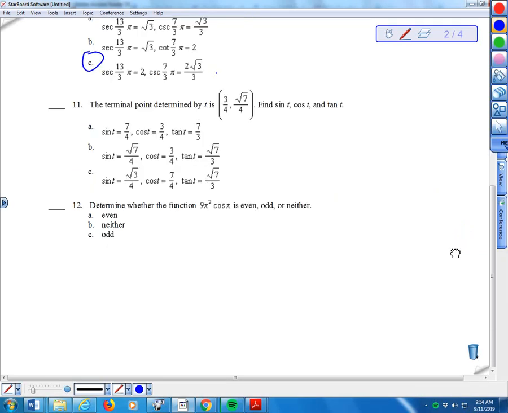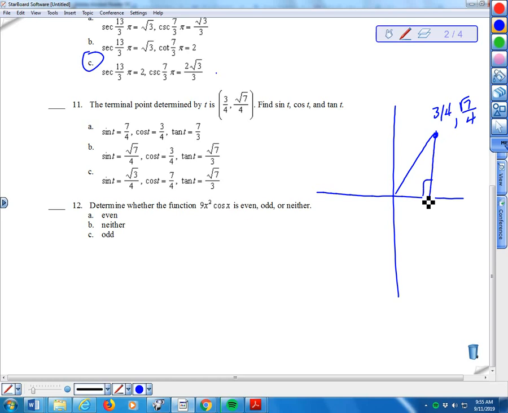Terminal point, that just means they're both positive, so I've got this terminal point that's 3/4, square root of 7 over 4, something like that. This is cosine. This is sine. So I want to find sine. Well, sine is square root of 7 over 4, so that's the only choice. That's it. Right? You remember x and y are cosine and sine?